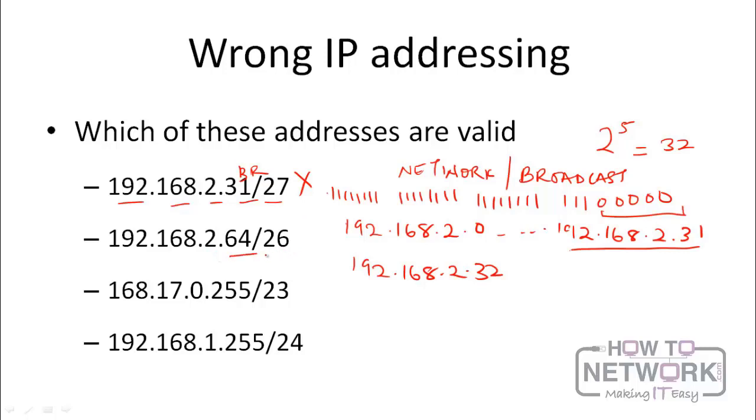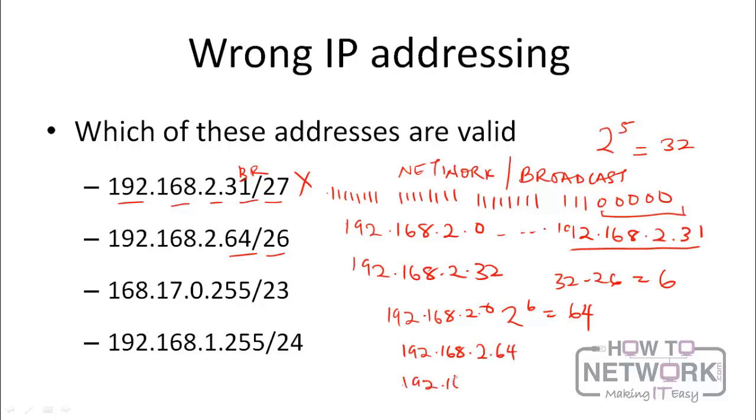If we go to the second question, it's a /26, and that means that it would have 32 minus 26 bits for host, which is 6. When you do 2 raised to the power 6, that's 64. That means that your network addresses will be 192.168.2.0, 192.168.2.64, 192.168.2.128, etc. Now, 2.64 is a network address, so you can't assign it to a host. This is also wrong.